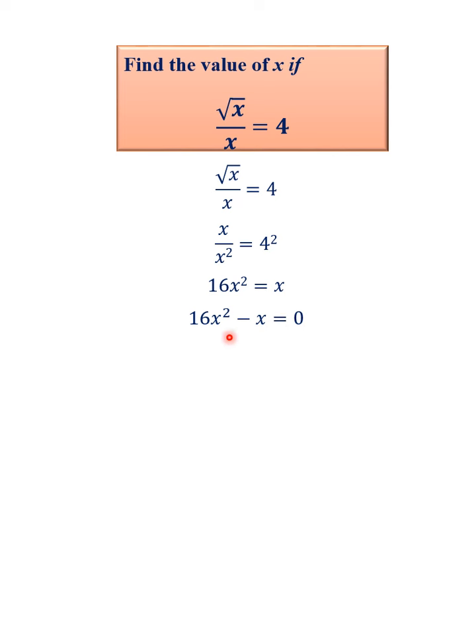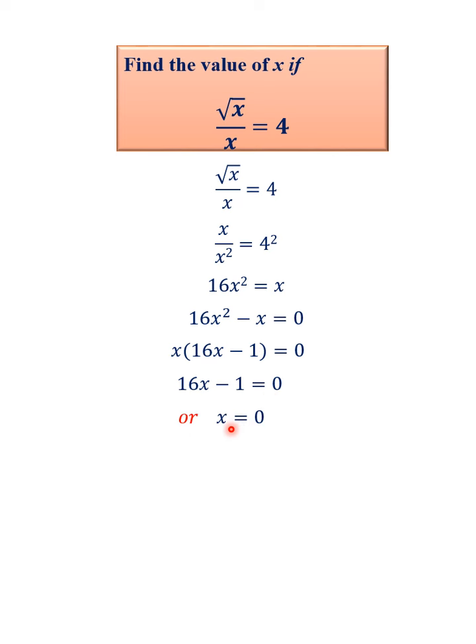To solve further, we can factorize, because x is common to both terms of this expression on the left hand side. If we factorize, x into 16x squared, you'll be left with 16x. x into x will be left with 1. The negative is still there, and that is equal to 0. What this expression means is that either 16x minus 1 is equal to 0 or x is equal to 0. That is when this equation will be satisfied. So 16x minus 1 equal to 0 or x equal to 0.